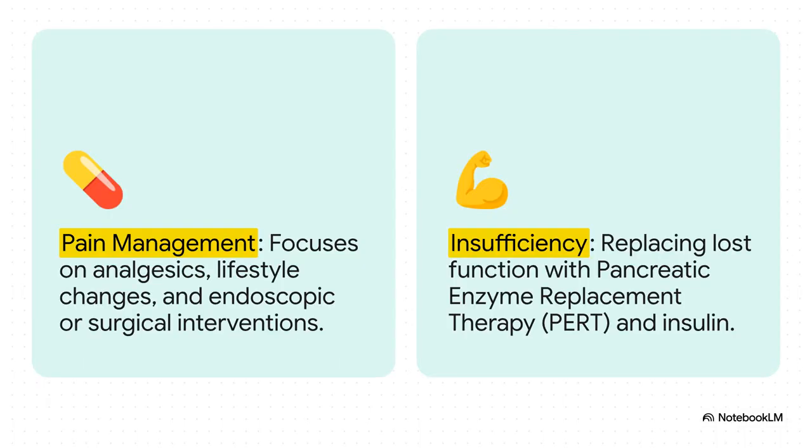And this really breaks down those two battlefronts. On one side, you have pain management. That's all about symptom control. We're talking lifestyle changes, pain meds, and sometimes even procedures to relieve pressure. Then, on the other side, you have insufficiency management, and that is all about functional replacement. We're literally giving the body back what the pancreas can't make anymore, those crucial digestive enzymes and insulin.